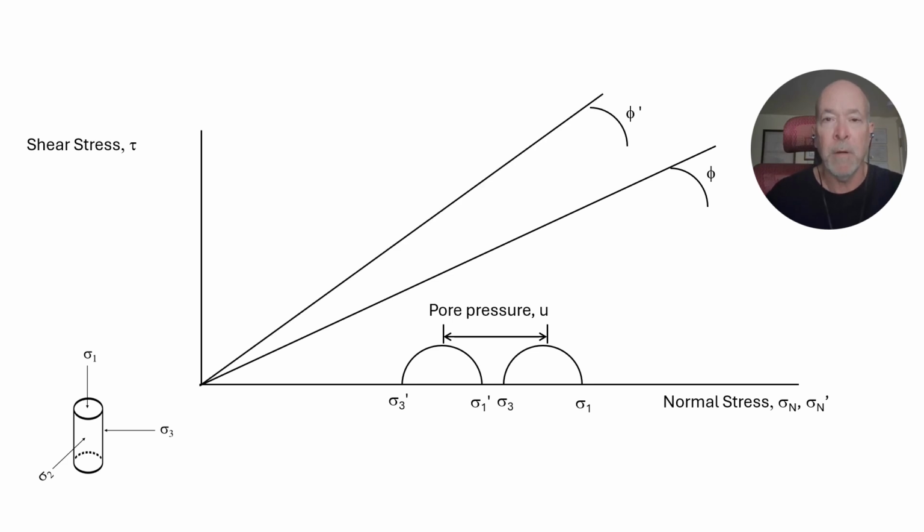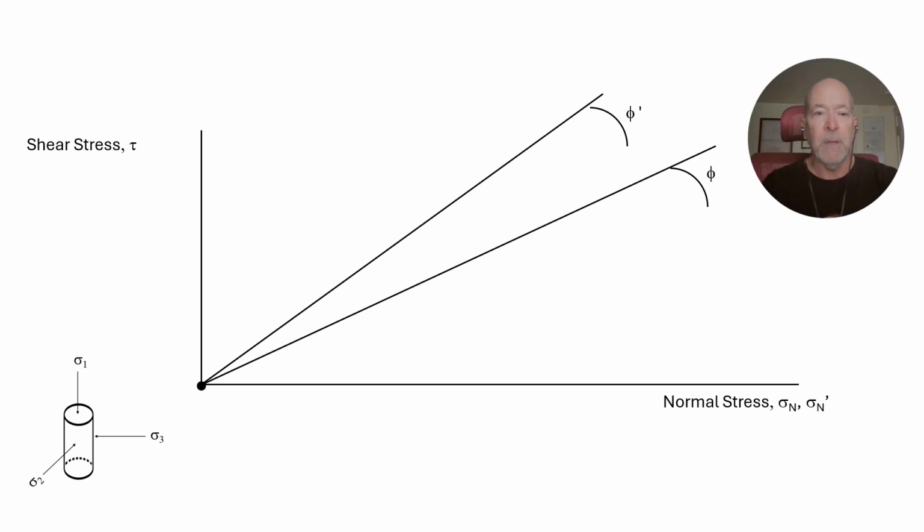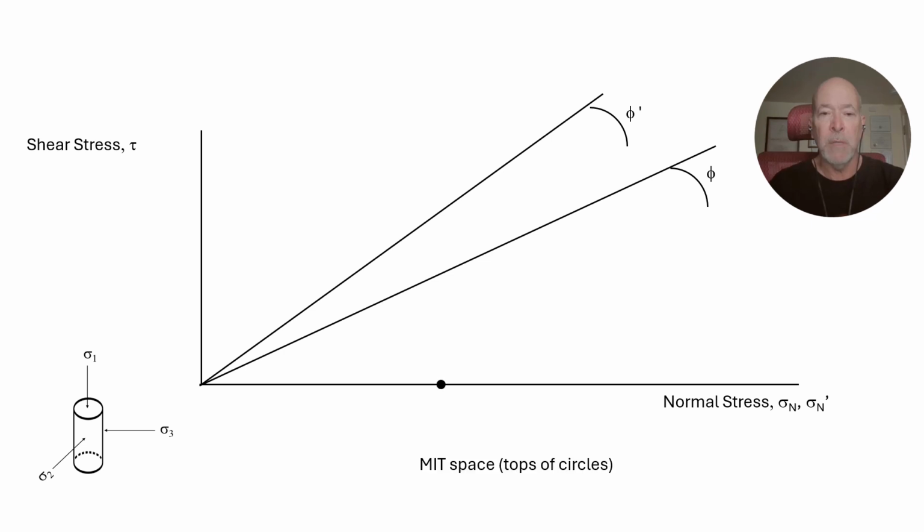We have to add our effective stress friction angle to that. So let's see what happens. We consolidate our specimen out to our predetermined initial confining stress, and we'll look at MIT space with the top of the circle. We have our first circle in total stress, and a matching circle in effective stress. The difference between those two is the pore pressure. We keep on shearing, adding additional vertical load, sigma 1.